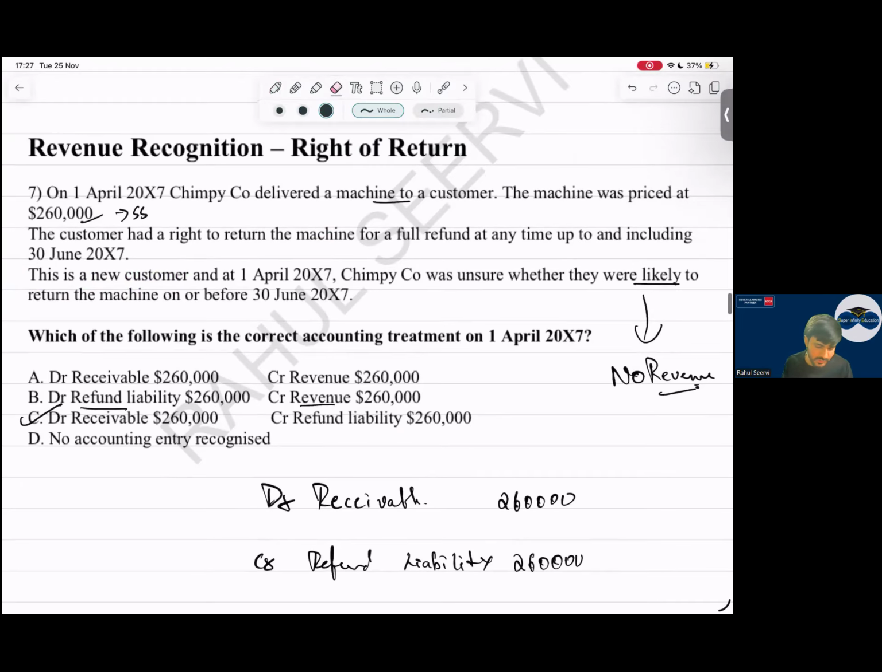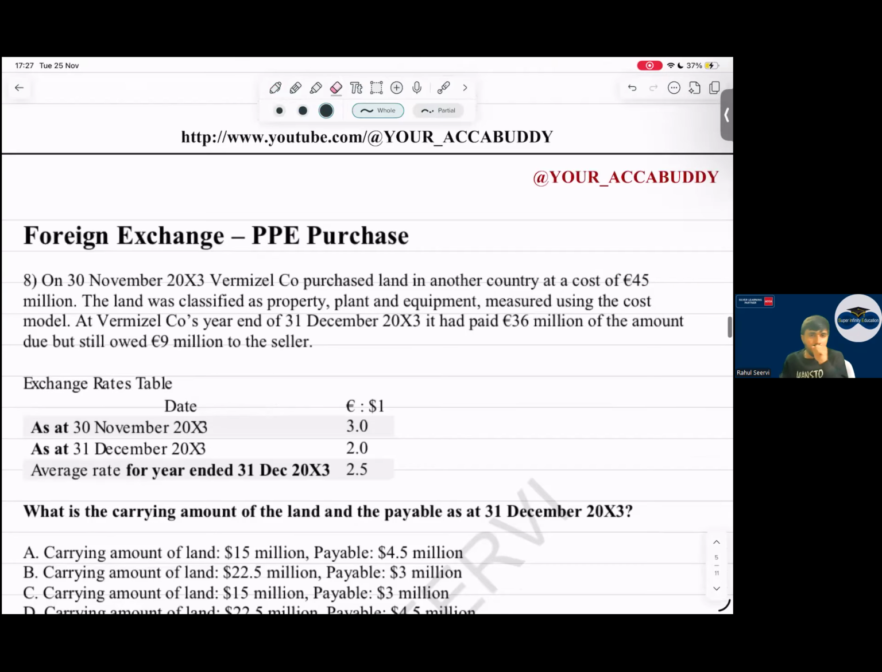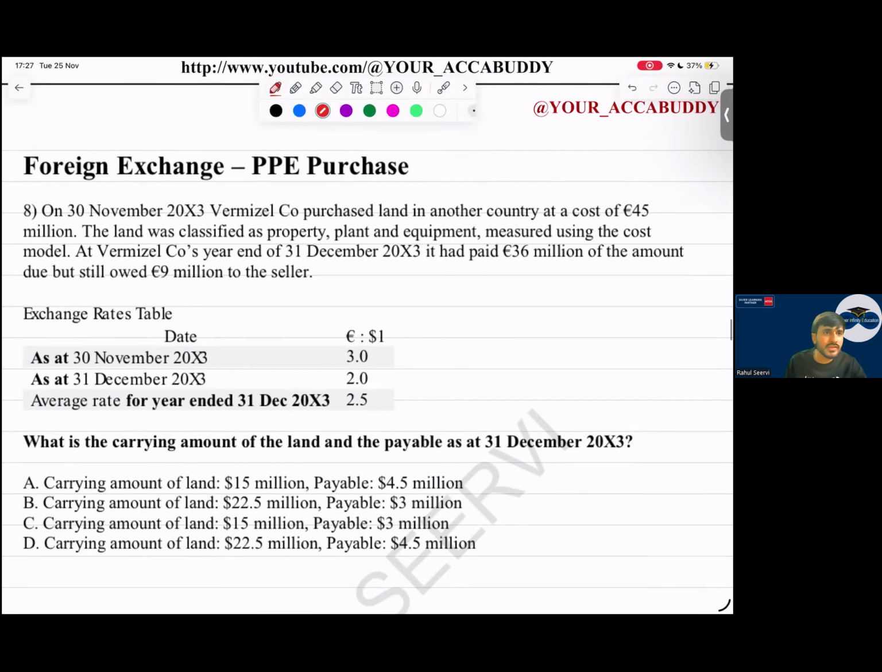Chalo then, the eighth question now. It is regarding foreign exchange and PP, IAS 21. What did we do in class? IAS 21, two things: monetary and non-monetary. Monetary items we will restate at each reporting date. Non-monetary items like inventory, PP, intangible assets, we will not retranslate at each year end. We will not change or restate the values. But if it is under the revaluation model, we will do it. Same questions we have done in class.